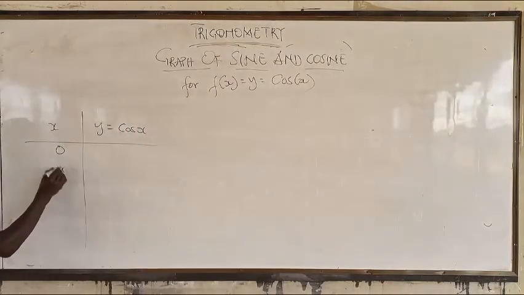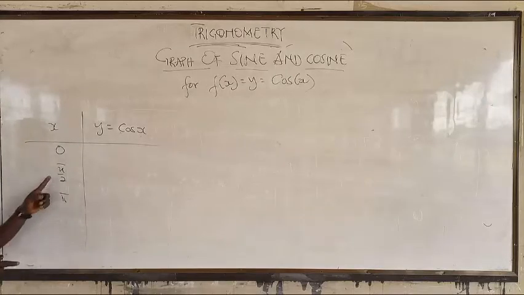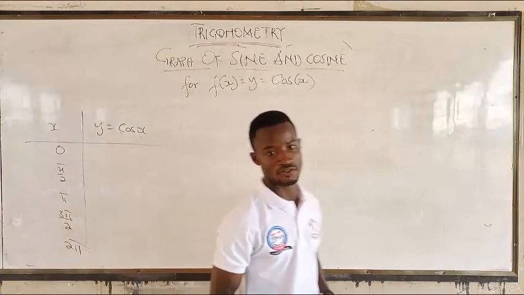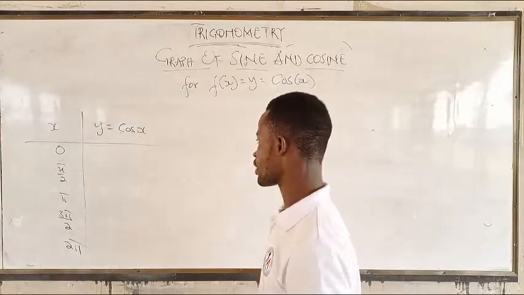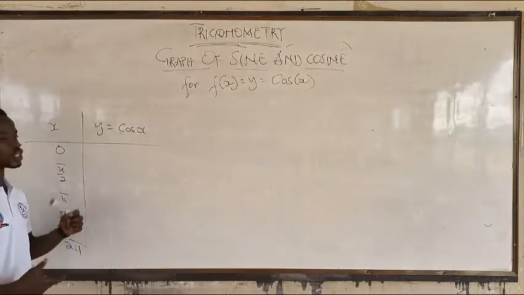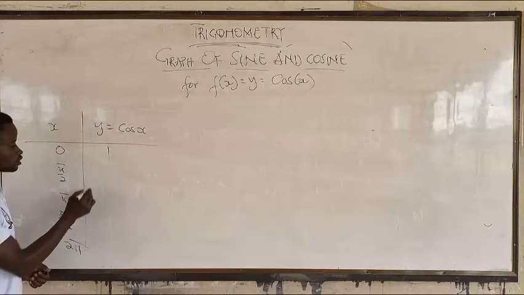So let's bring pi on 2. Then the next will be pi. Between these arguments, we also have values, but those values will be decimals. Then we go to 3 pi on 2, then we move to the last one, which is 2 pi. And don't forget that the circumference of the cosine and sine curve is 2 pi. Very good. Then after here, we start doing the substitution. So what will be cos 0? Cos 0 is going to give you 1. And cos pi on 2 is going to give you 0.